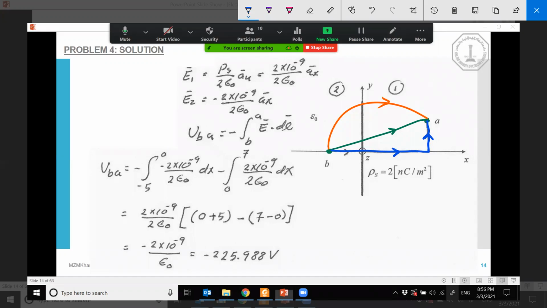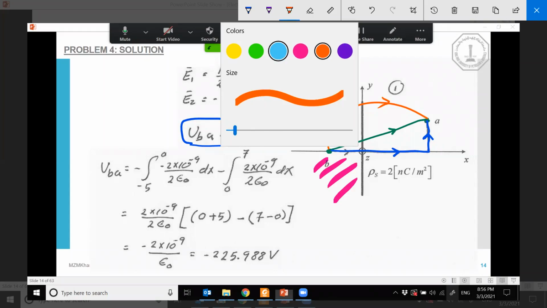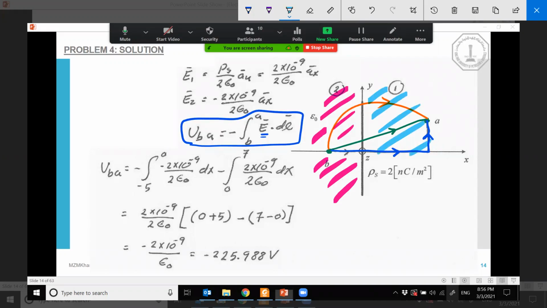So first, let's find what is required. To apply this expression, VBA is minus integral a to b E bar dot dl bar. Just take a note, it is b to a, not a to b. Therefore, b is the lower limit and a is the upper limit. You need to find the electric field first. So let's find the electric field in this region, because here you have the point B, and in this region, because here you have your point A.